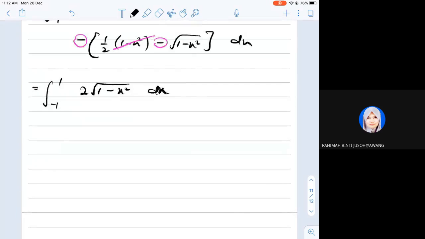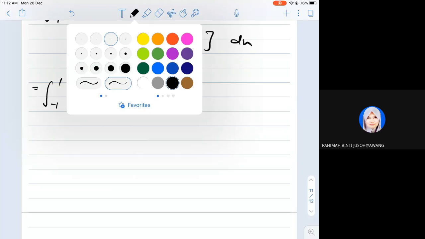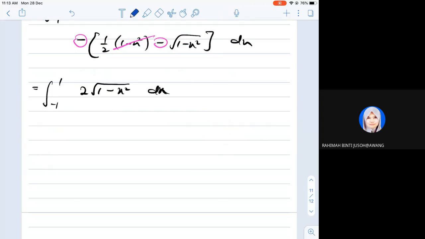Any idea how to integrate this? Dah simple dah, tapi macam mana nak integrate tu? Any ideas guys? My brilliant student. For this case, we macam mana? Saya tak dengar apa dia tadi. Salah tak apa, saya tak marah pun. Saya cuma nak tengok idea awak je. Macam mana? Let you. Betul tu let you.